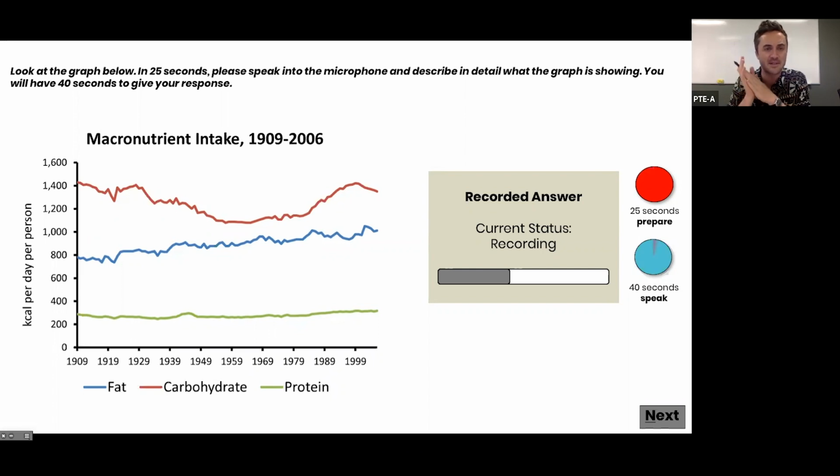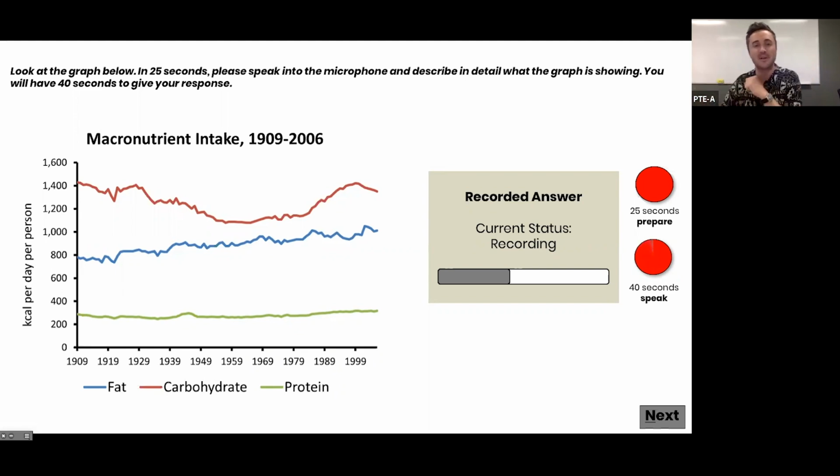This line graph represents macronutrient intake from 1909 to 2006, and it includes fat, carbohydrate, and protein. Carbohydrate was the most eaten macronutrient, and it was relatively stable across the time period with a slight increase towards the end. Fat had a gradual increase across the time. Protein, on the other hand, was relatively stable with some minor fluctuations. Overall, we can see that fat is less popular than carbohydrates in terms of macronutrients.